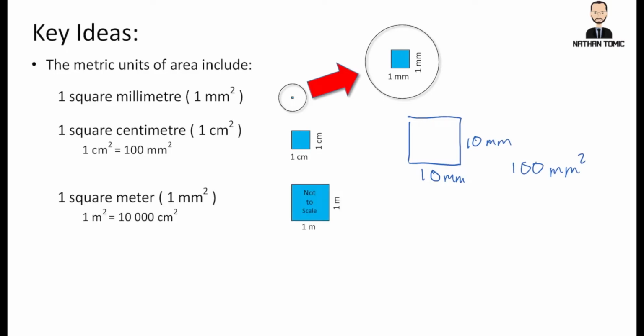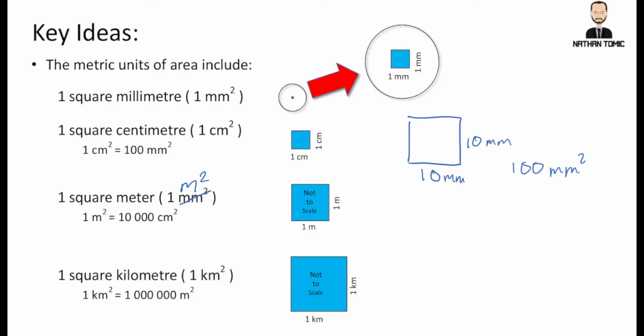The next common one is a square metre. Sorry, that should be 1 metre squared without the second m there, sorry about that. And again, 1 metre squared is the same as saying 10,000 centimetres squared. Then we have 1 square kilometre, which is the same as 1,000,000 square metres.